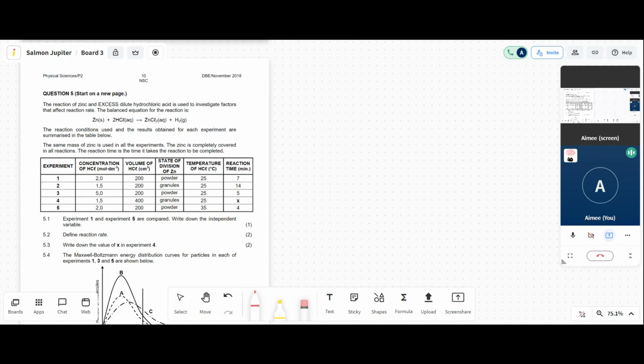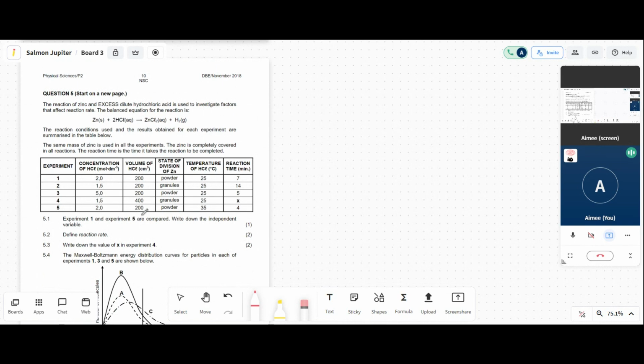So we need to make sure that the rest of them are the same. Volume, the same. Volume, the same. State of division of zinc powder, right? That can't be different because otherwise that could be affecting it. So everything's the same so far. And now, number 1 has a temperature of 25 and number 5 has a temperature of 35.